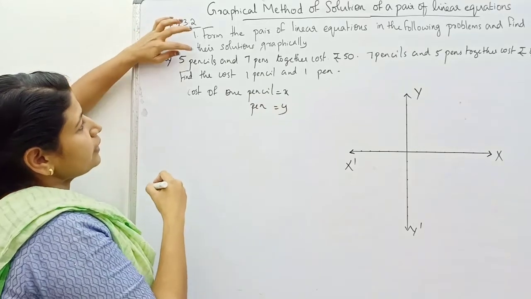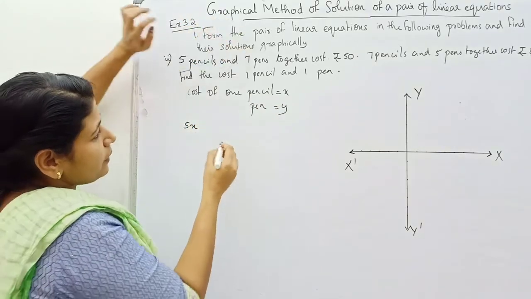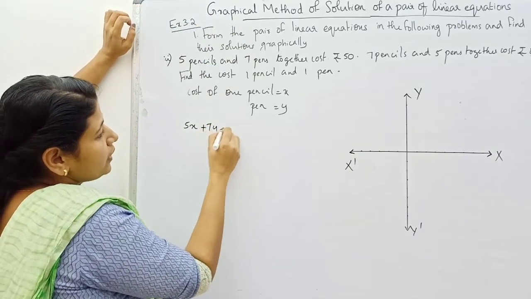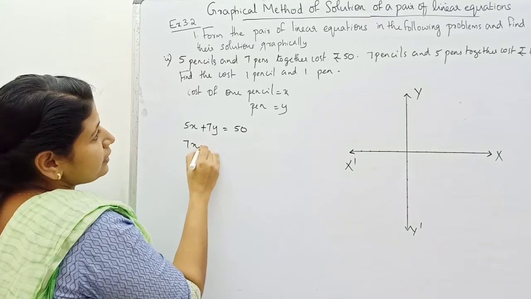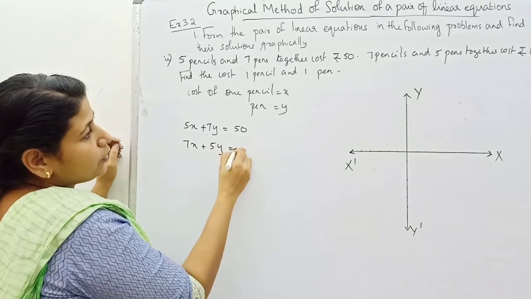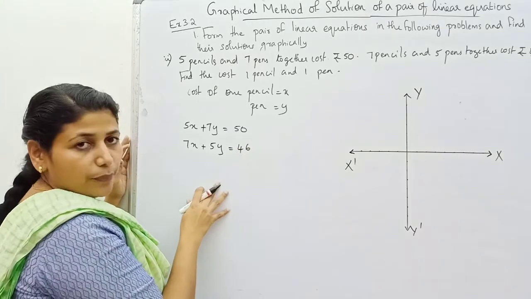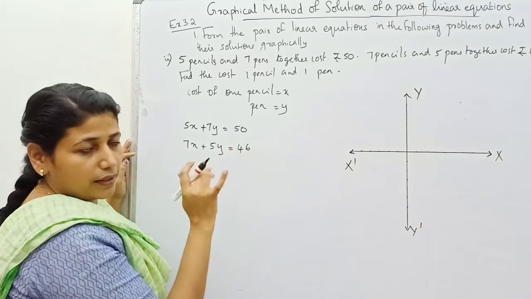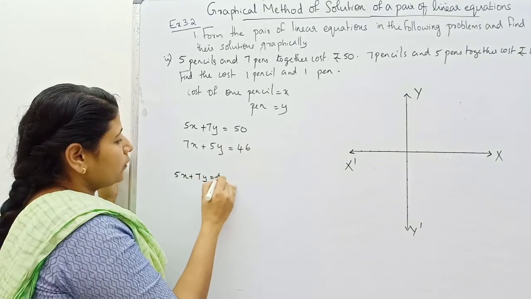Now we can make the linear equation. The cost of 5 pencils is 5x and the cost of 7 pens is 7y. Together we can write 50 rupees. And what about the next one? 7 pencils and 5 pens. 7x plus 5y equal to 46. Okay. So what do you want to do? You want to make two tabular columns and draw the graph. So first one, 5x plus 7y equal to 50.